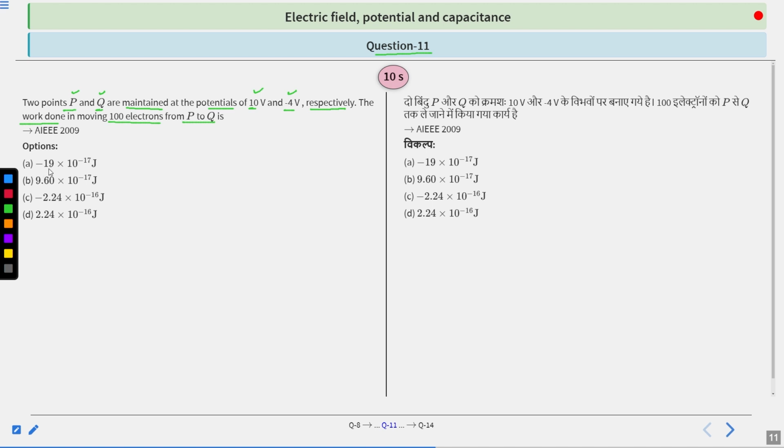Given options: option A is minus 19 into 10 raised to the power minus 17 joule, option B is 9.60 into 10 raised to the power minus 17 joule, option C is minus 2.24 into 10 raised to the power minus 16 joule, and option D is 2.24 into 10 raised to the power minus 16 joule. Which option is correct? You have some time to solve this question. After that, we will provide the solution.